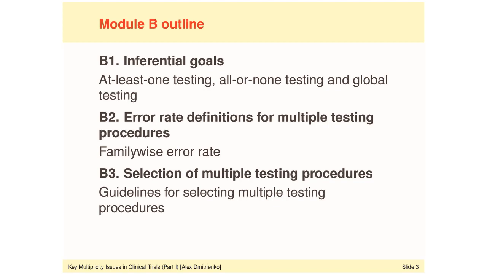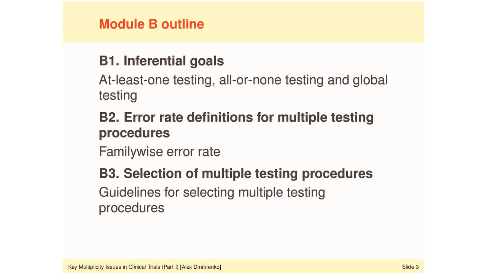There will be 3 sections included in this module, as you see on the slide. Section B1, Inferential Goals. The reason we're going to talk about inferential goals is because the choice of statistical methods used in multiplicity problems is driven by the clinical objectives in each particular setting. It depends on the underlying inferential goal.